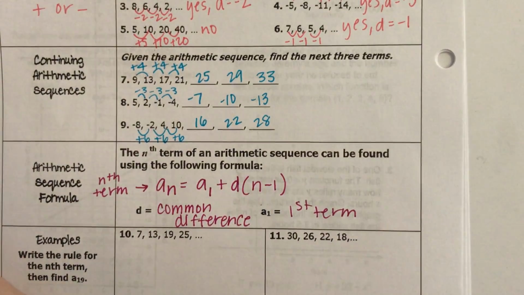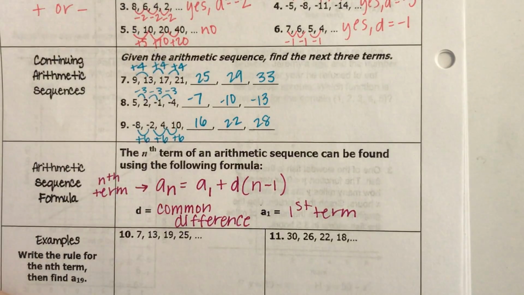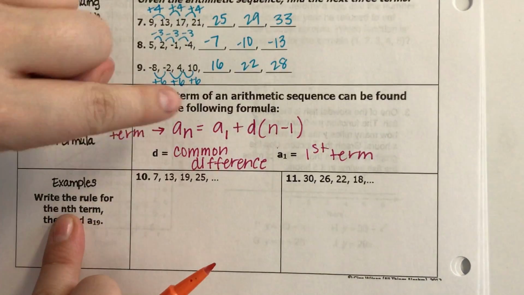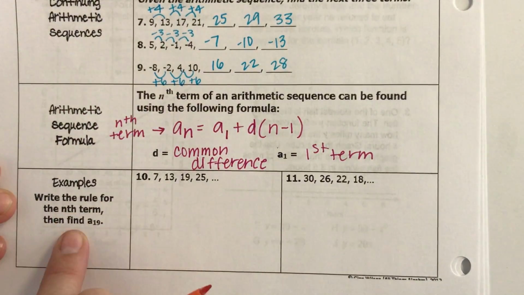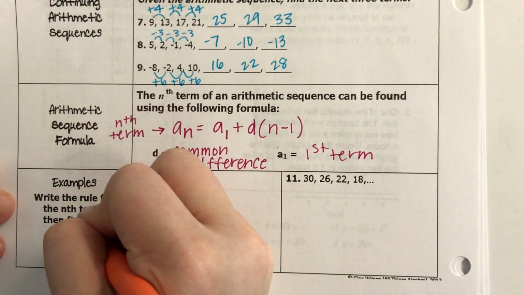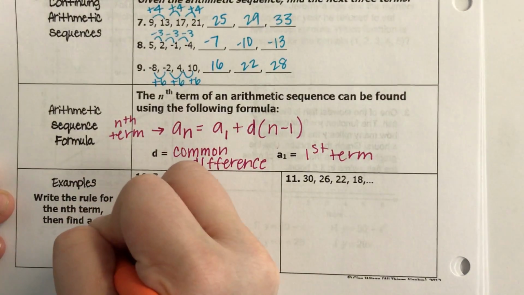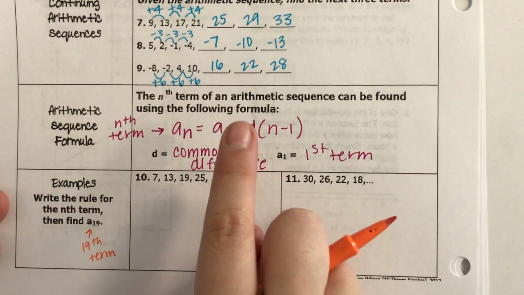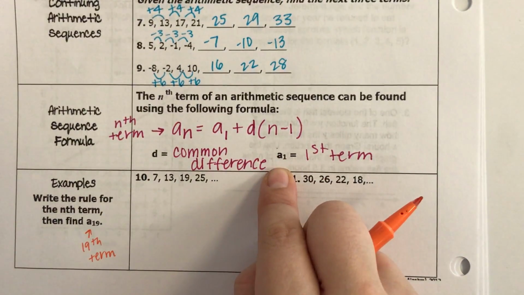Okay, so we're going to do 10 and 11, and then the other page we're going to do in class together. So let's figure out what they are asking us to do for 10 and 11. Write the rule for the nth term using this formula, and then find a 19th, which is the 19th term. Okay, so we have to figure out the d and the first term, okay?